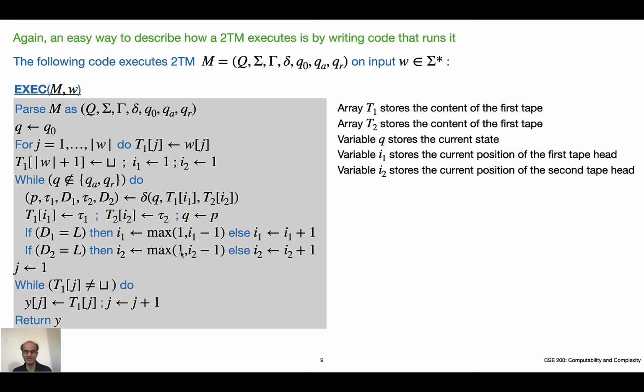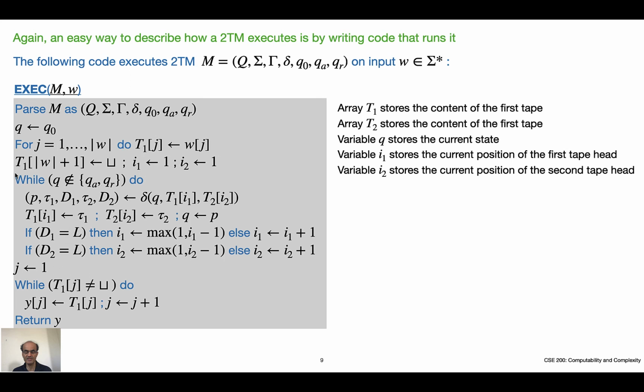What is this max for? This is the little technicality that I'm not allowed to fall off the left end of the tape. What these machines do is that if they are in position 1, in other words, if I1 equals 1, and you ask them to move left, they'll just say, nope, sorry, I'm not moving. And this condition simply codifies that.